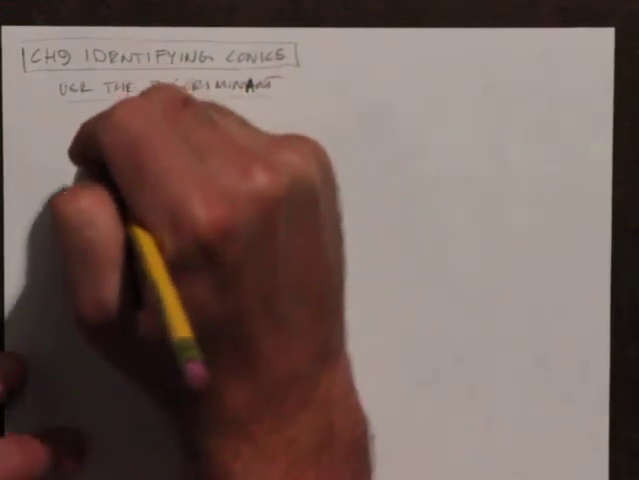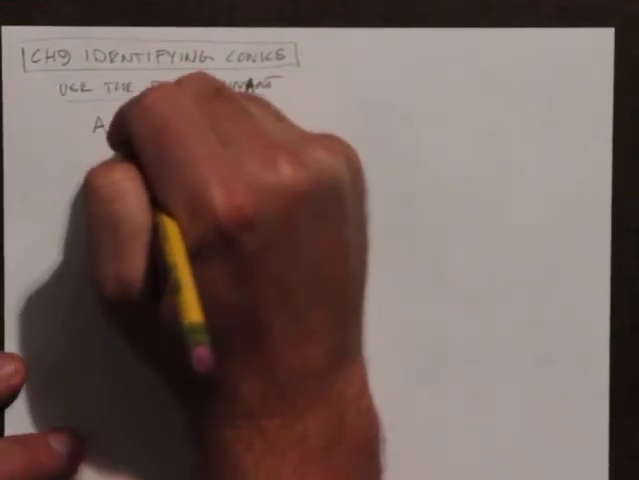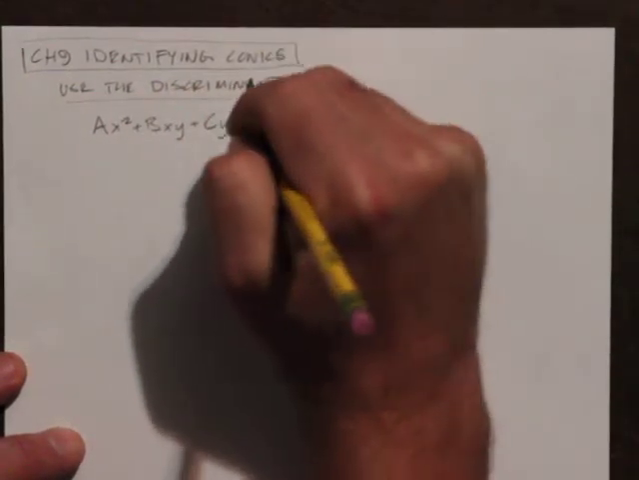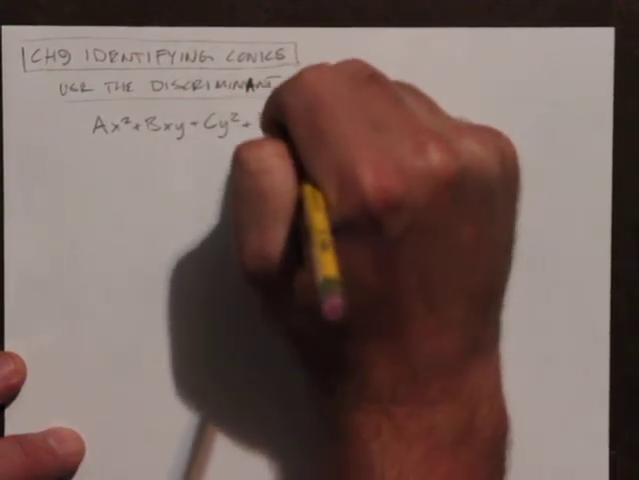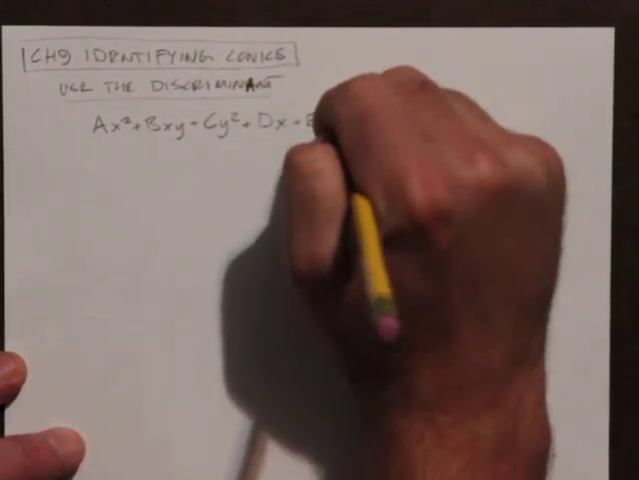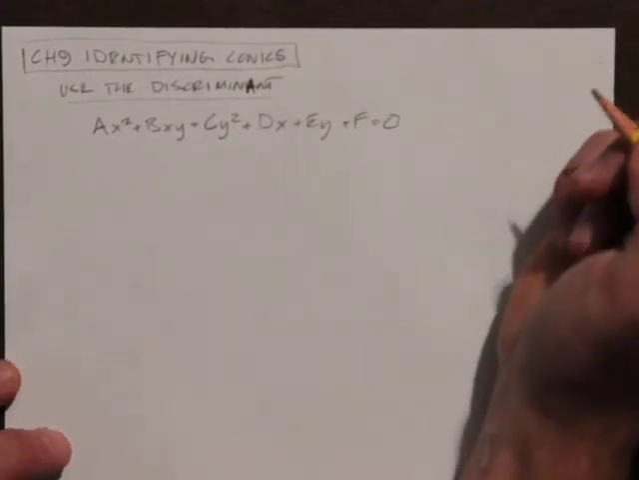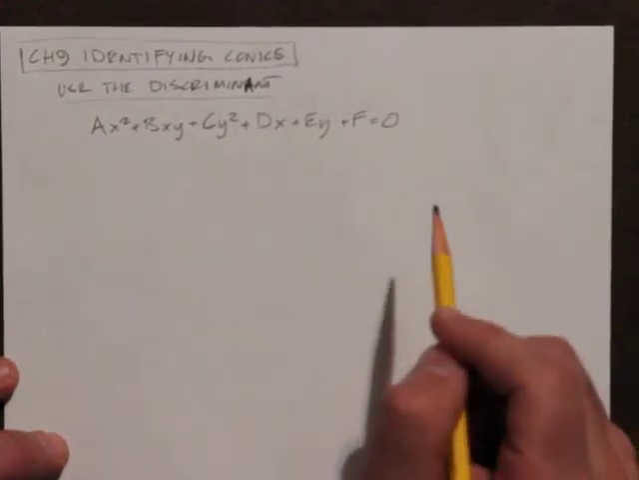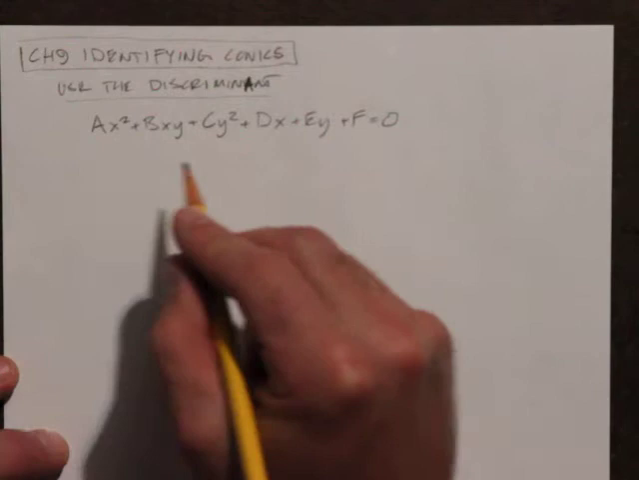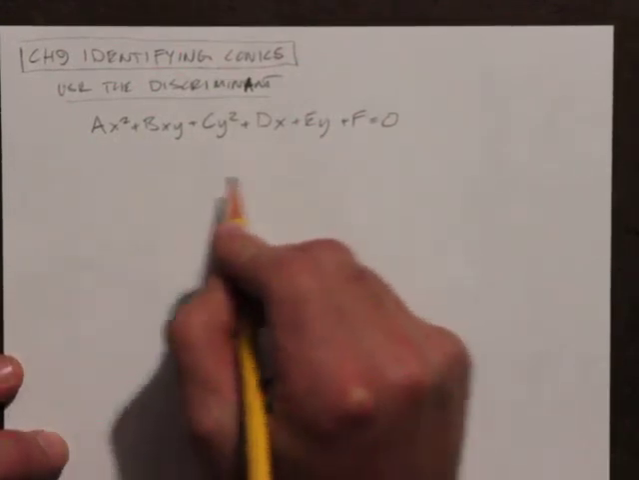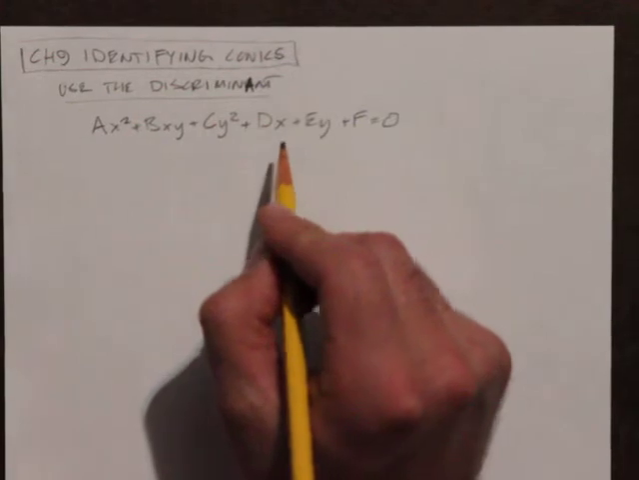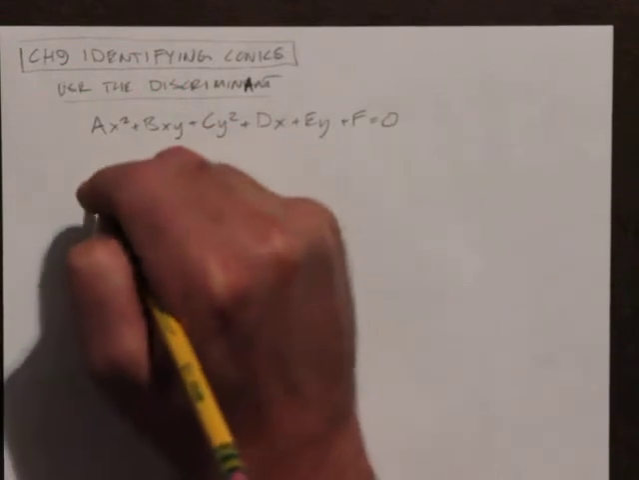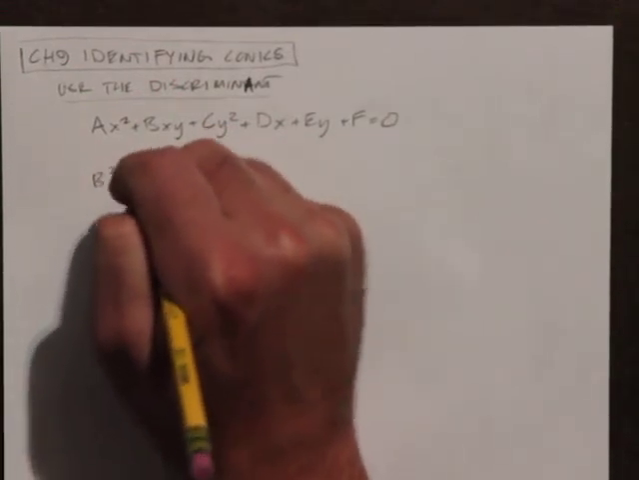So we're going to look at ax squared plus bxy plus cy squared plus dx plus ey plus f equals 0. So this is the form that we need our equation to be in order to use the discriminant. Now, we're going to write out what the discriminant tells us for each parabola, circle, ellipse. All right. So the discriminant is b squared minus 4ac.